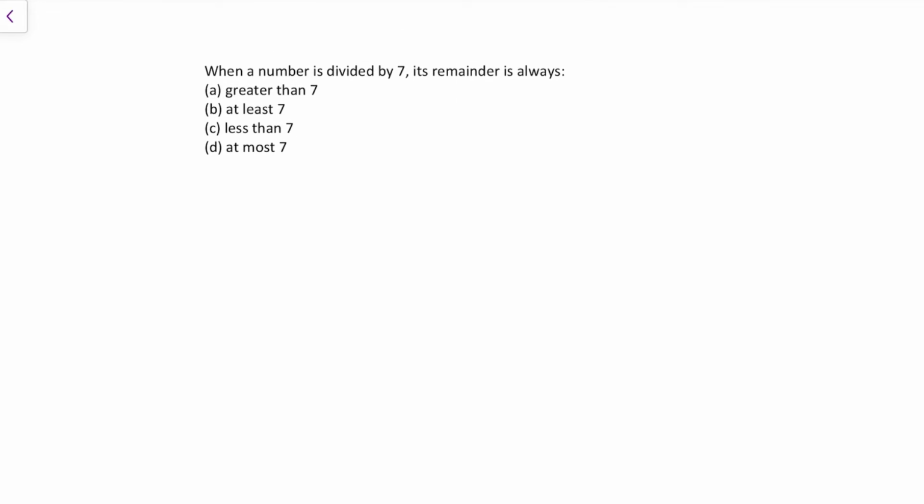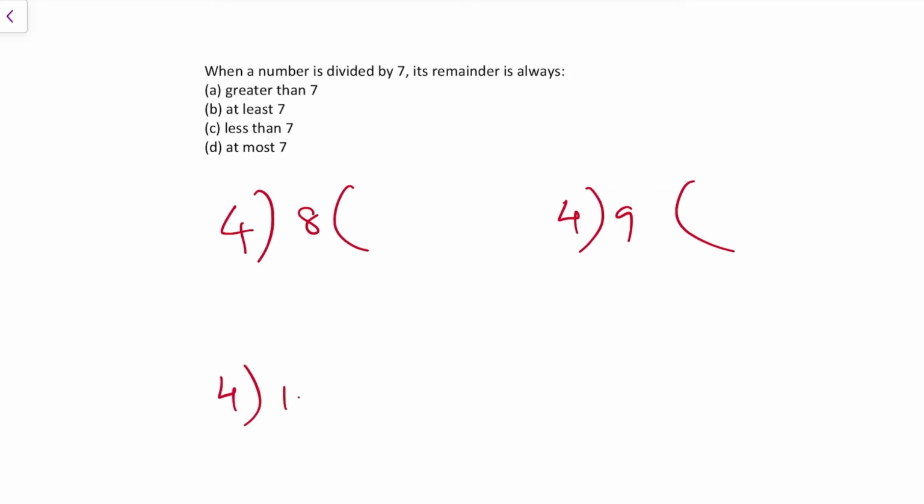Next, when a number is divided by 7, its remainder is always what? Whenever we divide a number by some particular number, the remainder should always be smaller than the divisor. For example, I took one number 4 and keep on dividing. Okay, let us observe this.